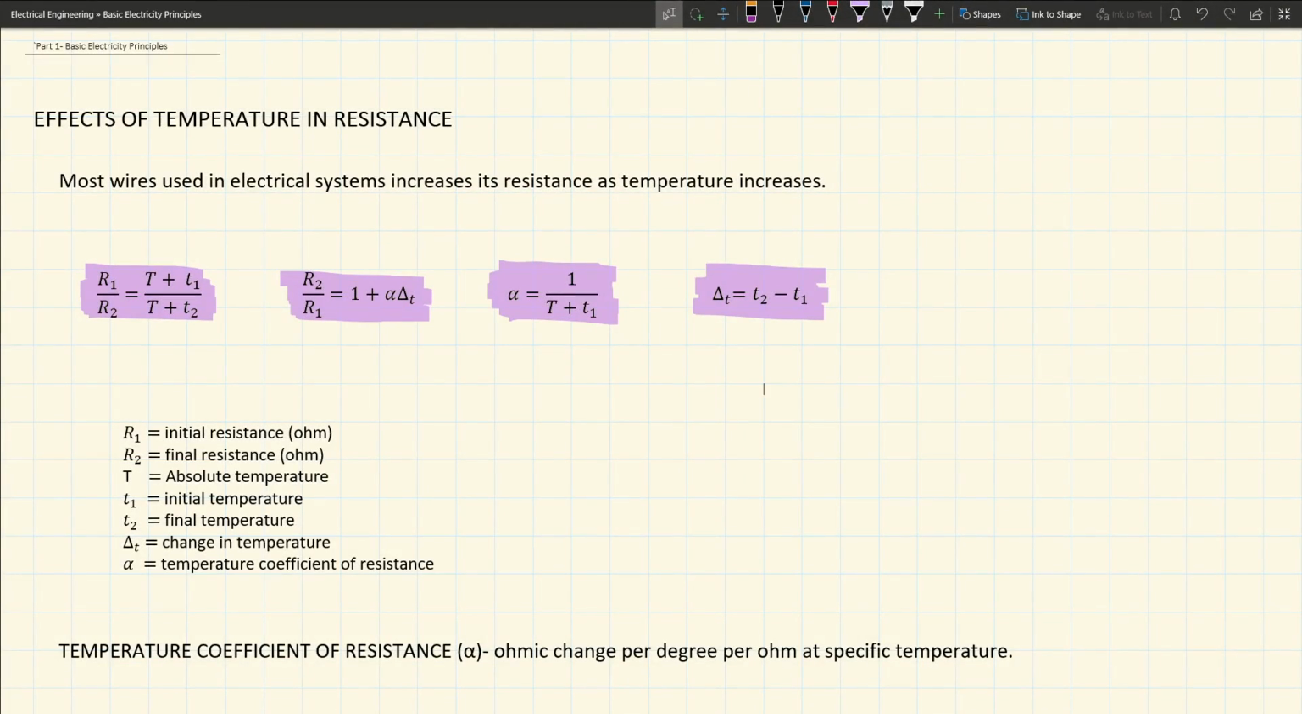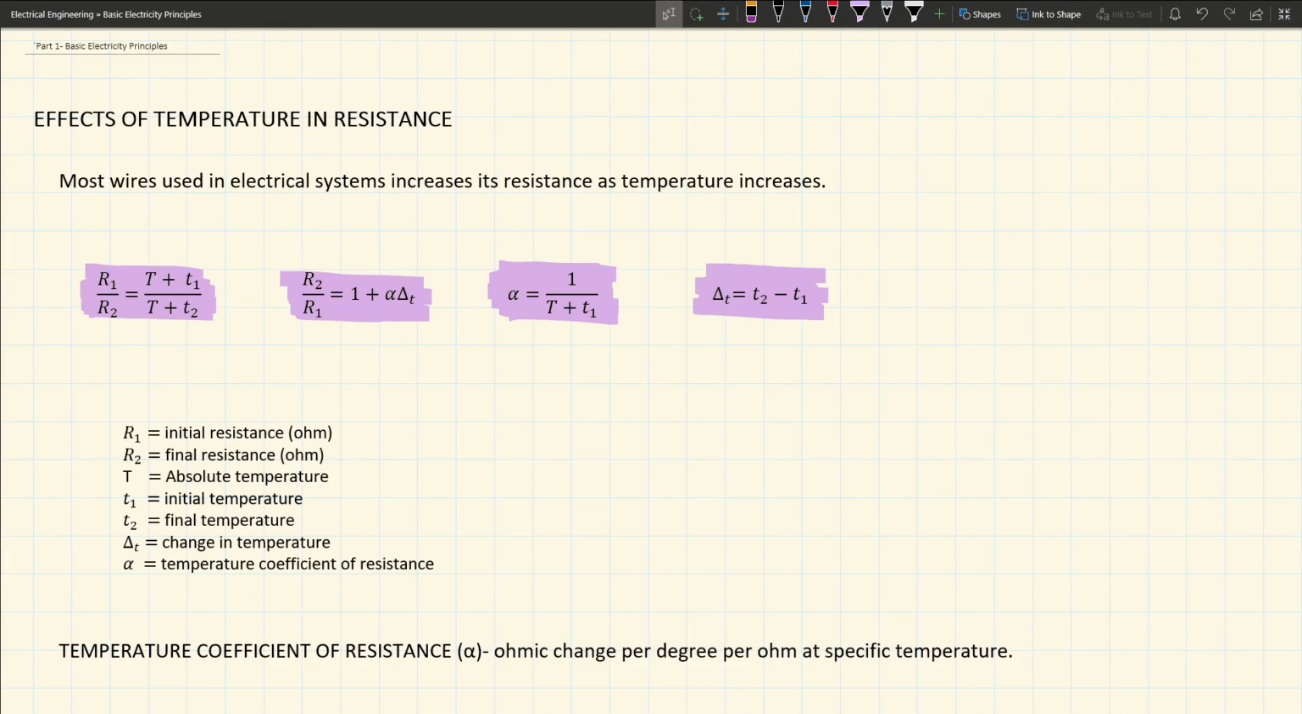Effects of temperature on resistance. Most wires used in electrical systems increase their resistance as temperature increases. Please take note of the formulas. R1 over R2 is equal to the absolute temperature plus the initial temperature, all over the absolute temperature plus the final temperature. Final resistance over initial resistance is equal to 1 plus the temperature coefficient of resistance multiplied by the change in temperature.